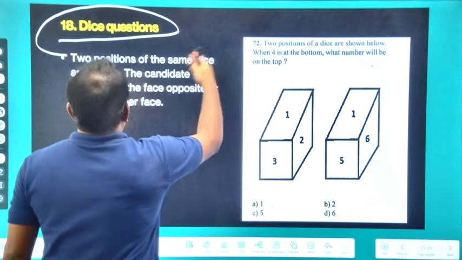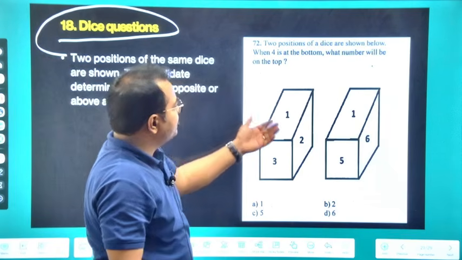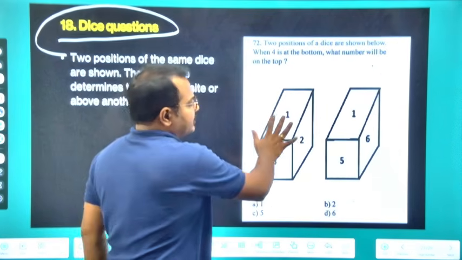So now there are some dice questions where two positions of the same dice are given, and based on that, what number will be on the top when 4 is at the bottom. So first position is this, second position is this.